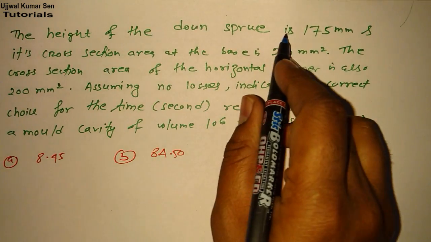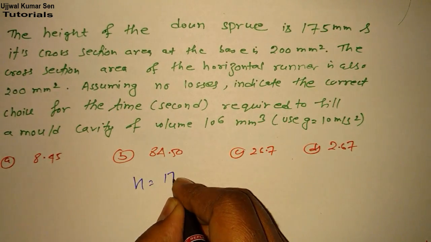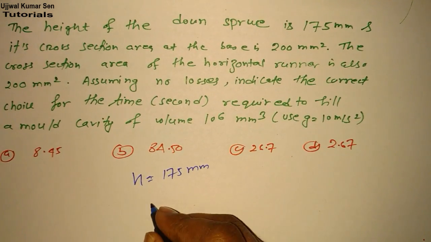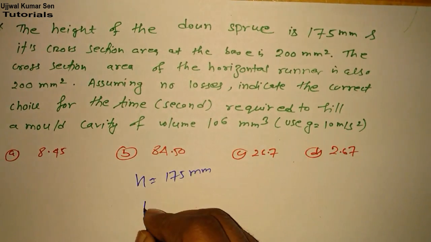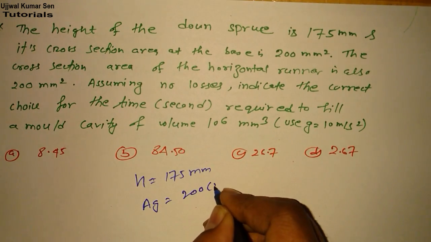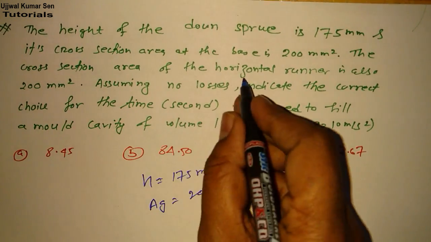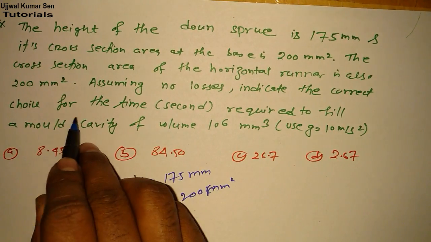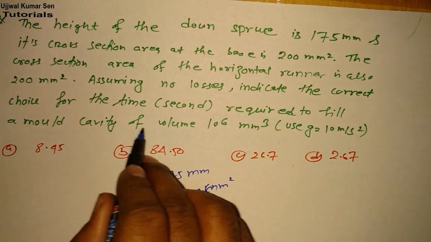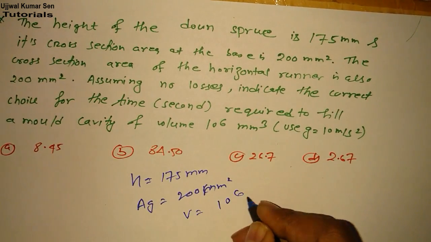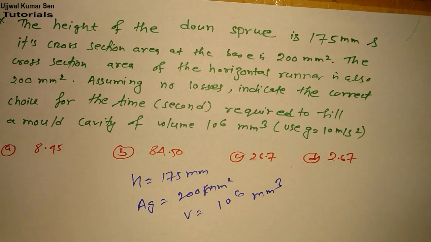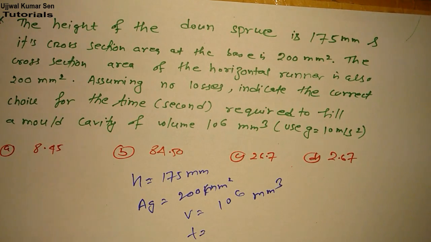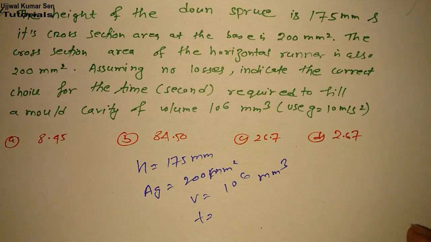The height of the down sprue is 175 mm, and its cross section area at the base, Az, is equal to 200 mm square. The cross section area of the horizontal runner is also this. Assuming no losses, indicate the correct choice for the time in seconds required to fill the mold cavity. The volume is given as 10 to the power 6 millimeter cube. You have to check the unit, right? And we have to find T, the time taken to fill the cavity.